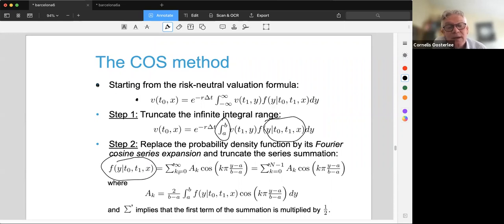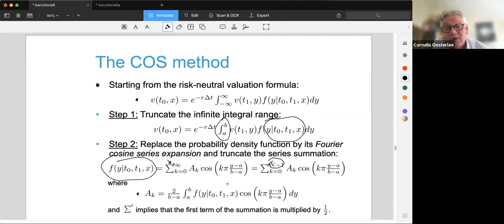K runs from 0 to infinity of some coefficient, payoff coefficient, option coefficient times cosine, with a dash here, because the first term is multiplied by 1/2. And we truncate that. So we have n minus 1, so we have n terms in total. And that is the COS method, where A_k is then f times the cosine.